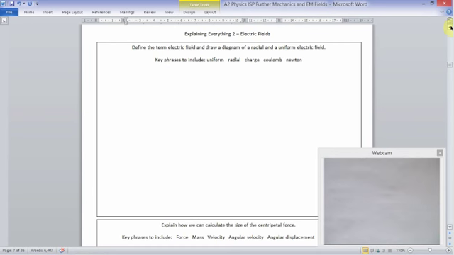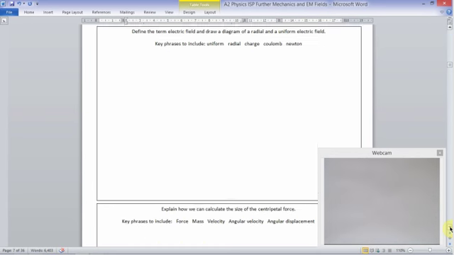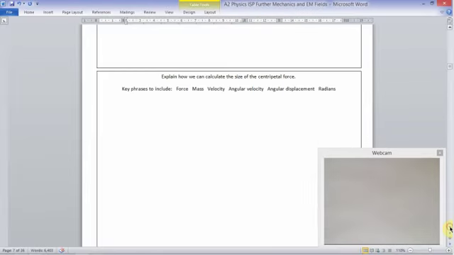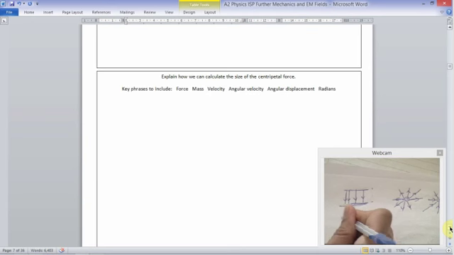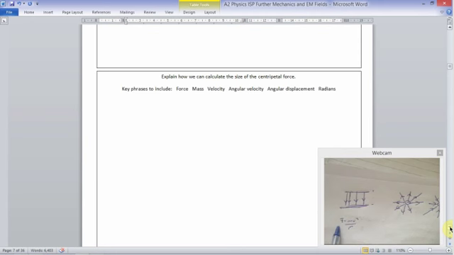The second part of the task, pretty straightforward, is explaining how we can calculate the size of the centripetal force. There are two main equations for calculating the size of centripetal force. So F is equal to mv squared over r. That's the main one that we actually use in this situation. That allows us to figure out the force dependent upon the mass of the object, the velocity of the object, and the radius. Okay. The other idea is the angular velocity equation.